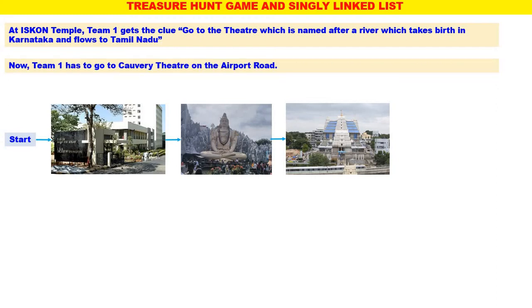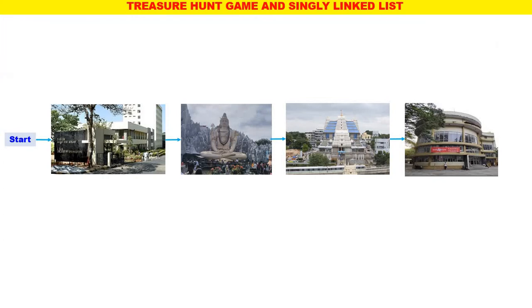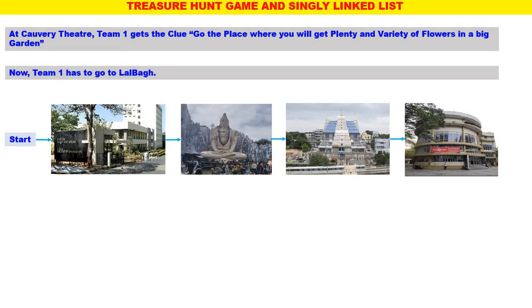Now team 1 has to go to Kaveri Theater on the airport road, Ballari Road. So this is our Kaveri Theater. From ISKCON, team 1 has to go to Kaveri Theater. Now at Kaveri Theater, team 1 gets the clue: go to the place where you will get plenty and variety of flowers in a big garden. In Bangalore, which is that place? It is Lal Bagh. So now team 1 has to go to Lal Bagh.